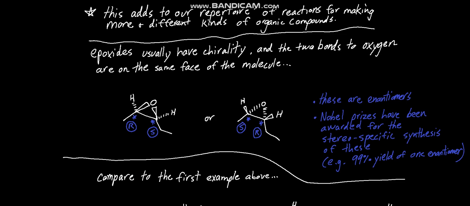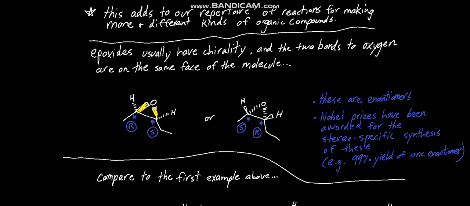So epoxides almost always have chirality, and I think it would be impossible to see an epoxide where one of these bonds is forward and the other back. I don't think so, I could be wrong. If there are rare examples of that, I'm not sure. So they're almost always on the same face for obvious reasons, and therefore they have chirality. Of course, depending on what's attached, I guess usually.